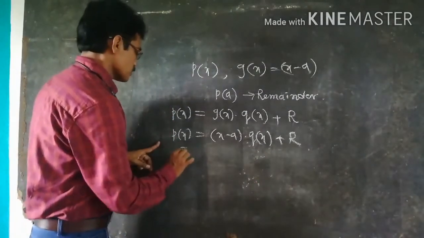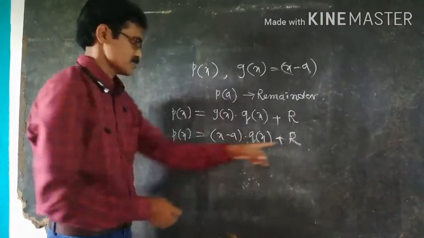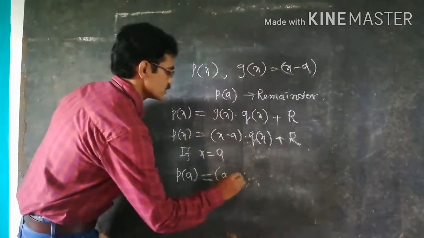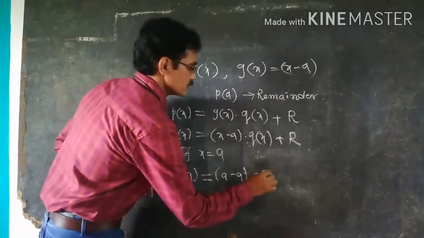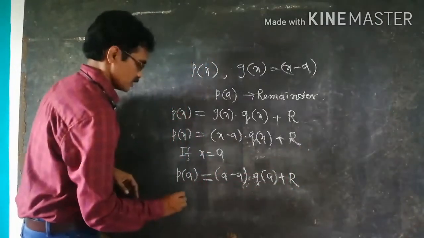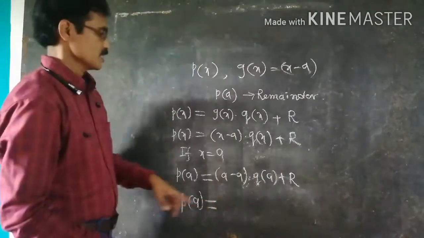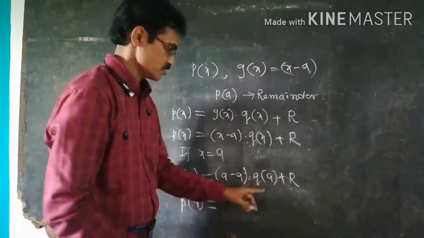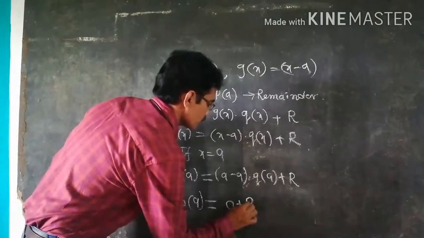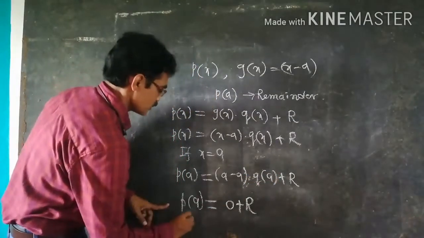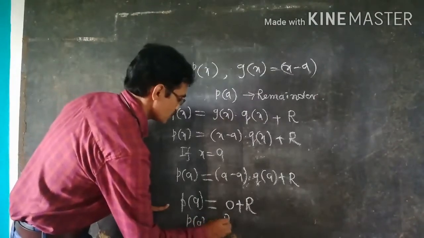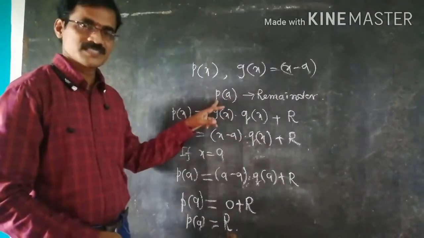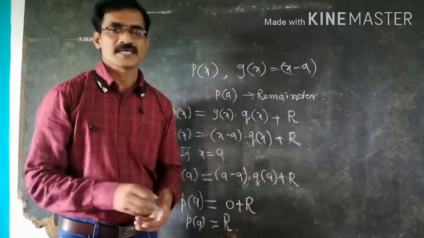Now you substitute x equal to a in this equation. It becomes p of a is equal to a minus a into q of a plus the remainder r. Now a minus a becomes 0, and 0 into the quotient, 0 into something, is 0. So 0 plus r is equal to r. So p of a is equal to r. r means remainder, so the remainder we got here is p of a. Hence it is proved. So this is the remainder theorem.